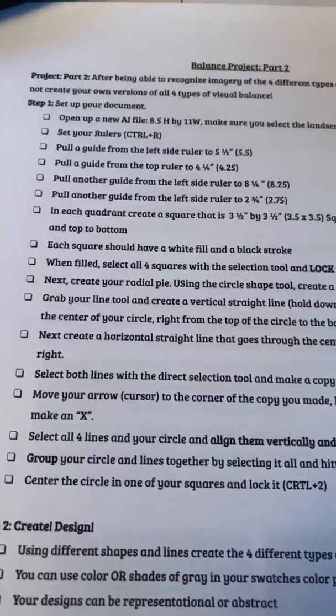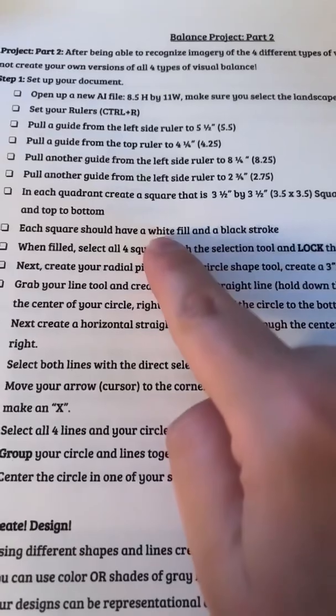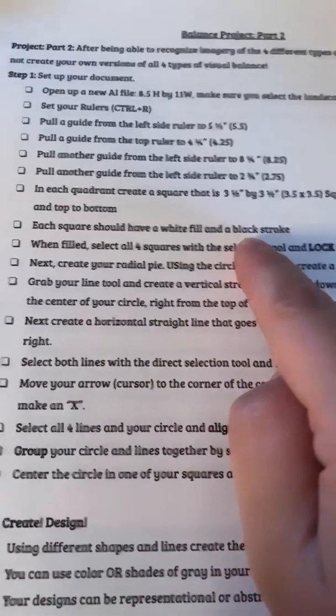Now, the instructions say each square should have a white fill and a black stroke. It can be no fill or it can be a white fill, but definitely make sure it has a black stroke. Okay, so up next, the directions say to create the radial pie.